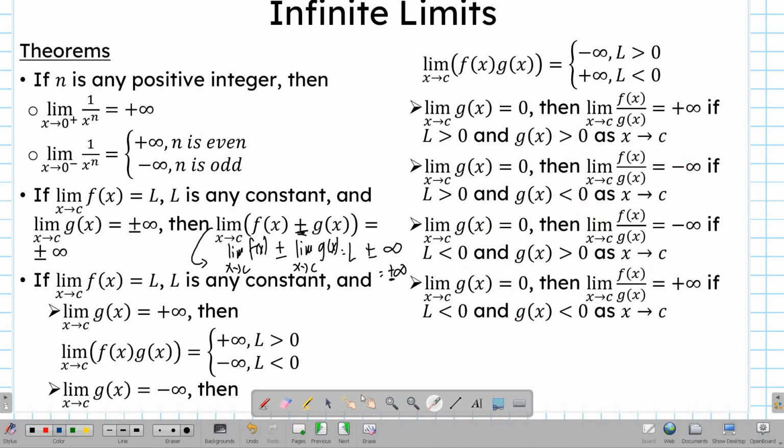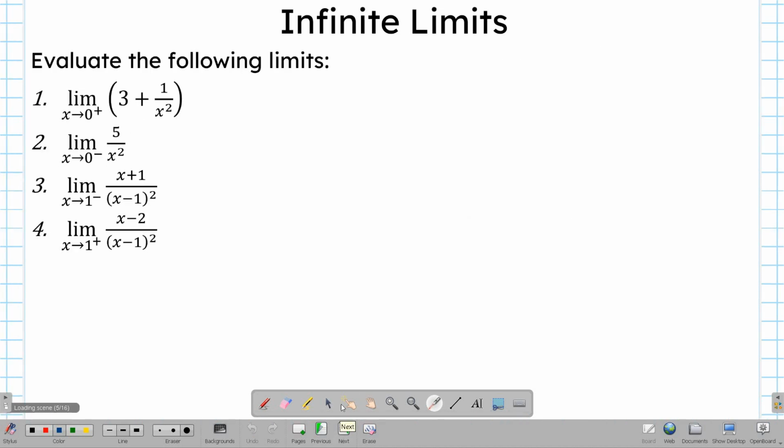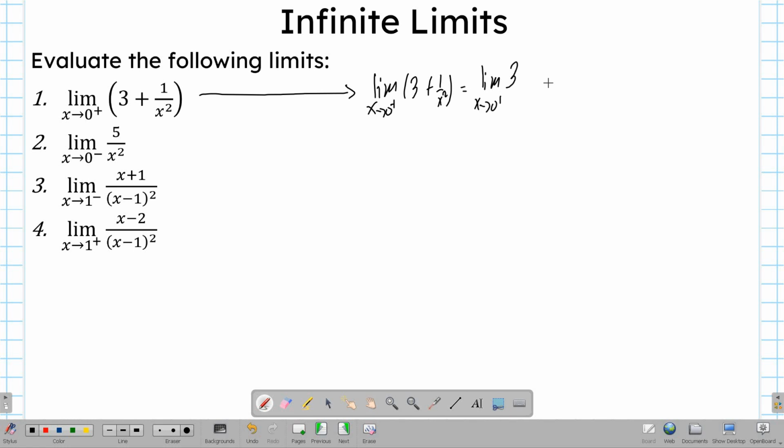So let's have some examples of infinite limits here. For number 1, we are asked to evaluate the limit of 3 plus 1 over x squared as x approaches 0 from the right. From limit theorems, we know that this would be equal to the limit of 3 as x approaches 0 from the right plus the limit of 1 over x squared as x approaches 0 from the right.